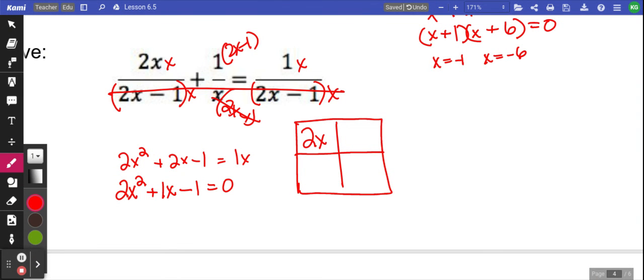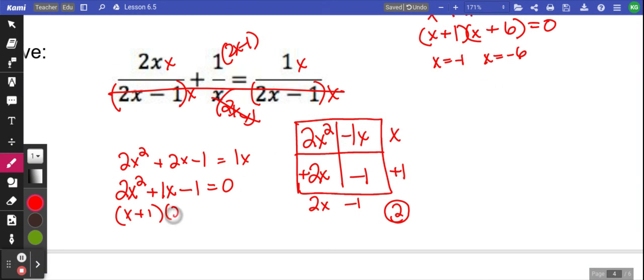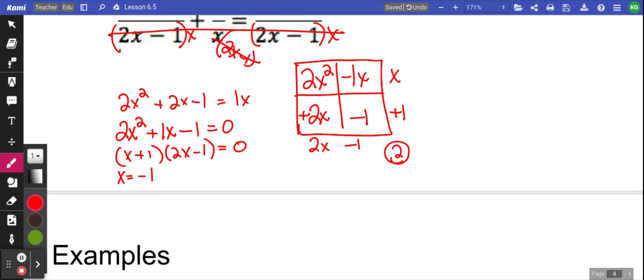This becomes a window method because of the leading coefficient. Factors of 2 that subtract to be 1 are 2 and 1. Sign chart says the bigger one gets a plus. So my first factor is x plus 1, and my second factor is 2x minus 1. Now for this problem, I need to ask myself what makes them 0. So this first binomial would become 0 by giving a negative 1, and the second one would be a positive 1/2.